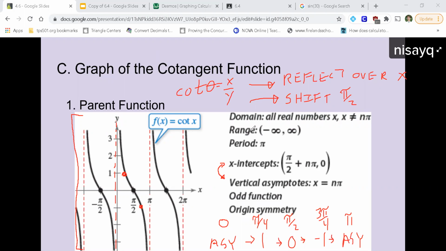All of its properties are very similar then to a tangent. It has a range of negative infinity to infinity. Its period is also 1 pi, and it is an odd function. If you reflect this, or sorry, rotate it around the origin 180 degrees, it'll land on top of itself.